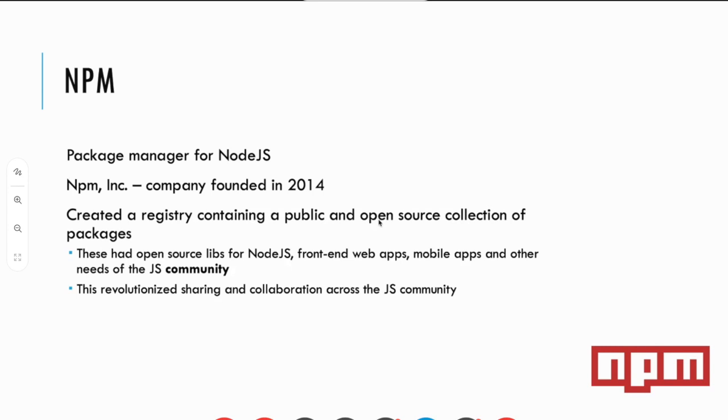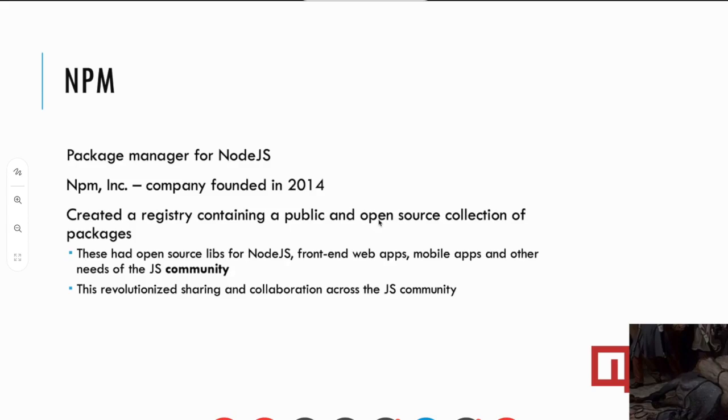Now, what NPM Inc. did, it created an open public registry containing a lot of open source libraries for Node.js, front-end development, mobile apps, and other needs of the JS community. And the main keyword here is community. So now you had an open registry where you could write your code or utilities or your libraries or your frameworks. You could ship it, and other people can just easily start using those. So the open source and the community culture was greatly improved with NPM. So this revolutionized sharing and collaboration across the JS community.